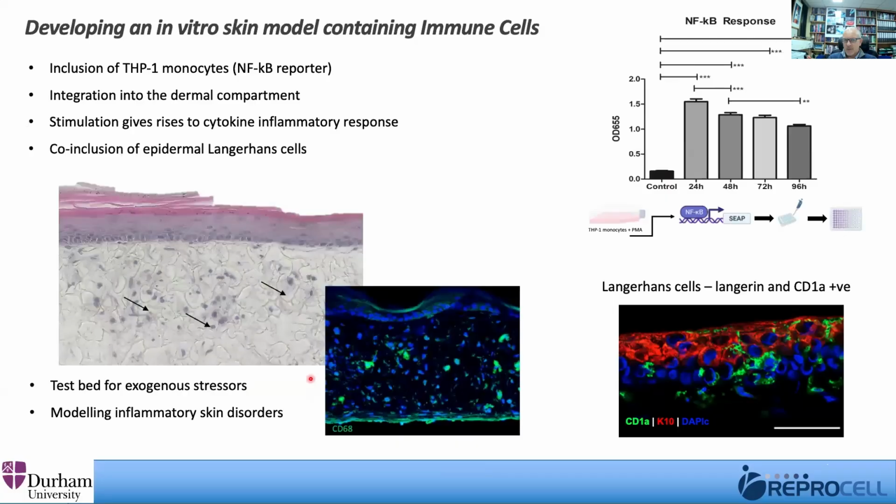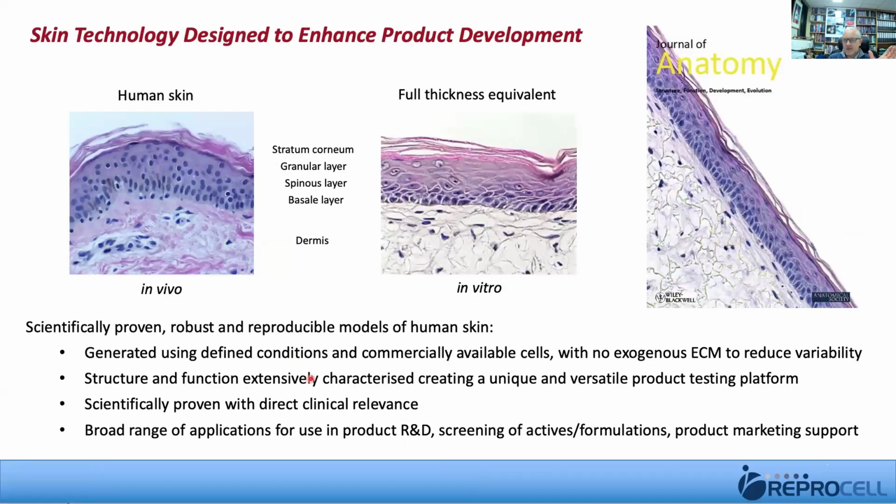We also have immune cells within our model. There are different types. We have different types of macrophage, M1, M2, also Langerhans cells in the epidermis as well. And this, of course, would be important for modeling inflammatory disorders. So that's the skin system. What we're going to do now is just briefly finish with the intestinal model.